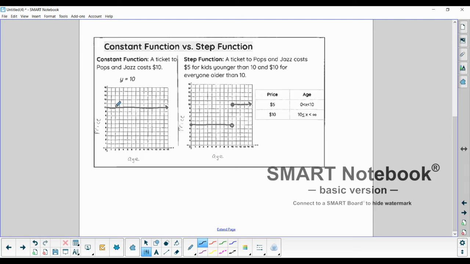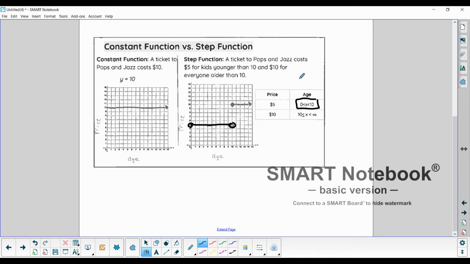So a constant function is when something is unchanging. So for instance, if tickets to Pops and Jazz was $10, no matter the age, people are going to pay $10. The reality is, though, normally younger kids pay less. So that's where a step function comes into play. So here, they're telling us that if the kid is between 0 and 10 years old, they will pay $5. So the price is $5, a horizontal line, if your age is between 0 and 10.